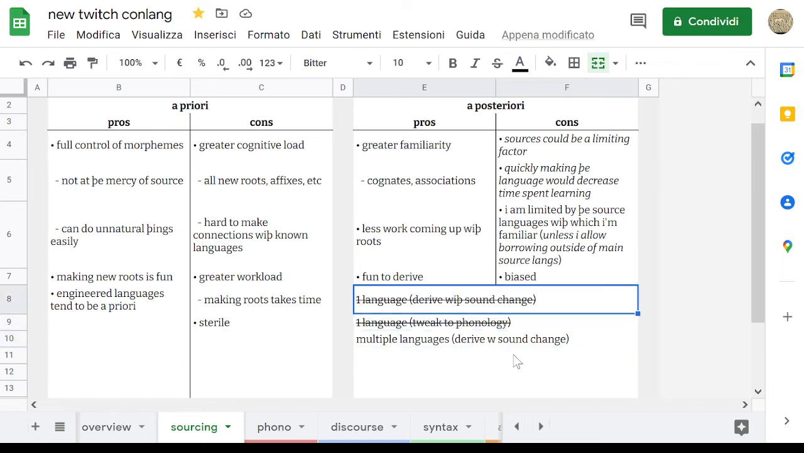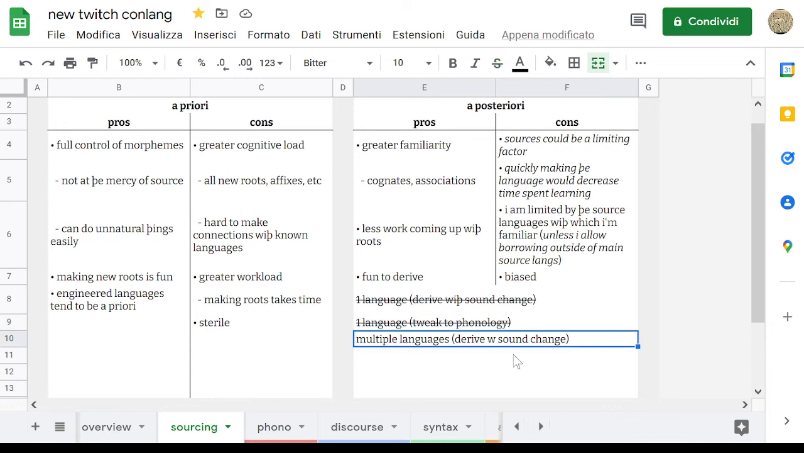So I'd have to remember what changes happen from my source language to my language. Here, I would have to remember a different set of sound changes for each source language, which feels very impractical. So that's probably also going to be a no. I could make this practical, but I don't see it being an easy process, and that just feels like too much to ask for. And then, of course, I could just do multiple languages and then tweak to my phonology.